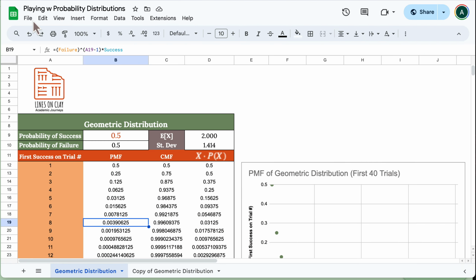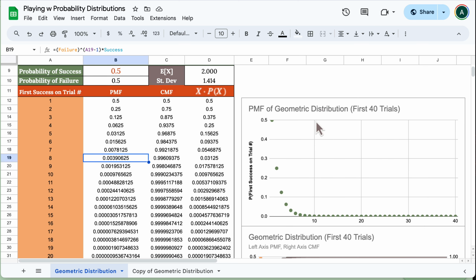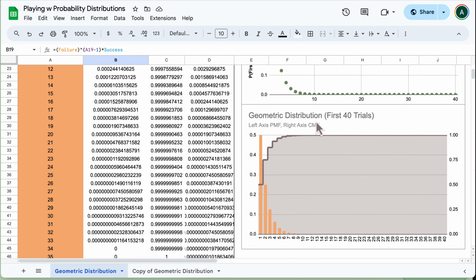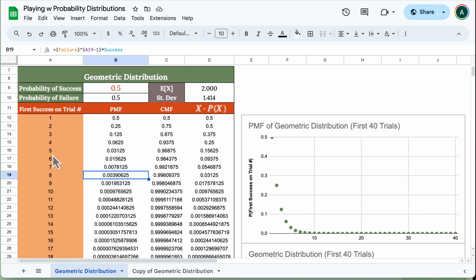Head on up to File, make a copy, and plunk around with this spreadsheet that we've put together for you to get a sense as to how this works. In column A, we're basically saying, maybe you'd have to go 5 times before you achieved your next success, or maybe you'd have to go 9 times before you achieved your next success. You get the idea. That's what column A is all about.